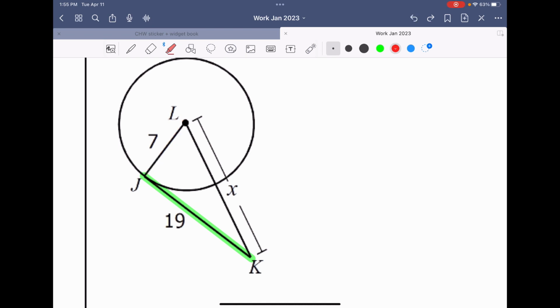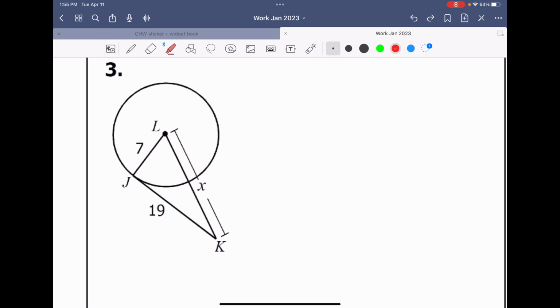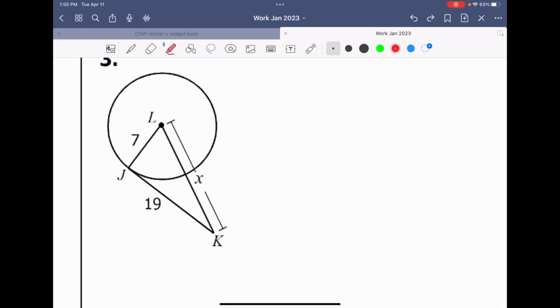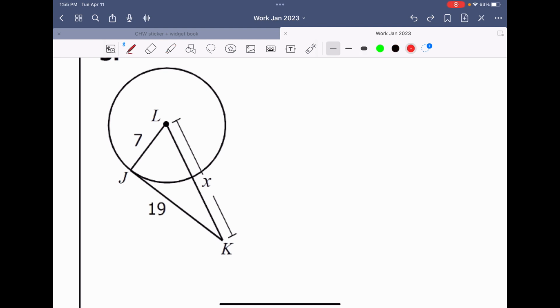So then what happens is we're really just dealing with this triangle, and we're just going to find the missing side of the triangle. We don't need to draw the new triangle, but we have a side that's 7, a side that's 19, and we are trying to find how long the side with X is, and we know that we have a 90-degree angle. So that means we can use Pythagorean theorem.